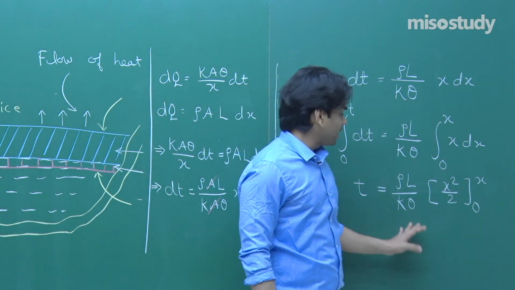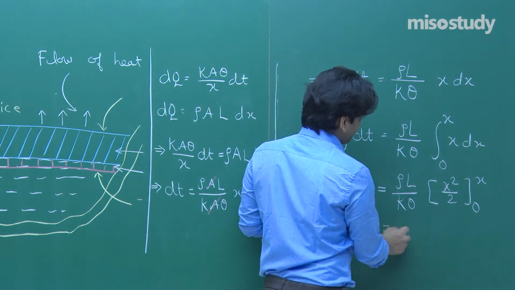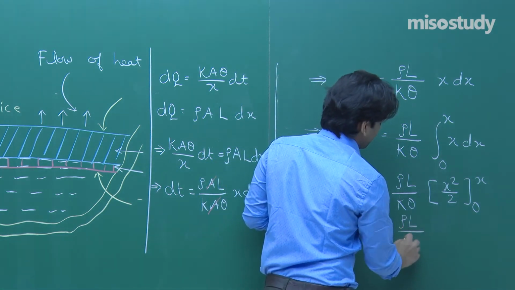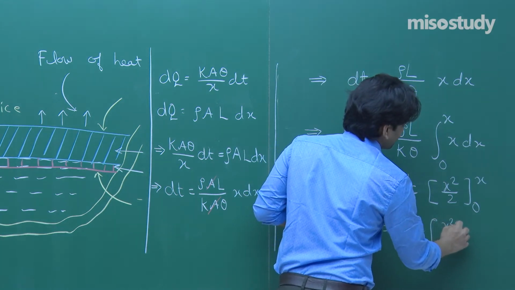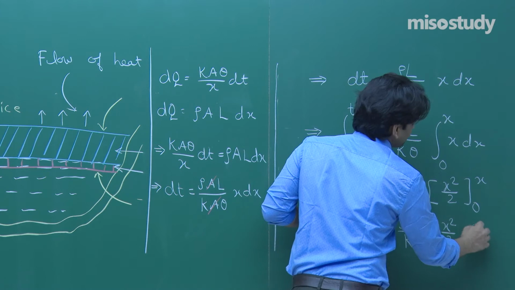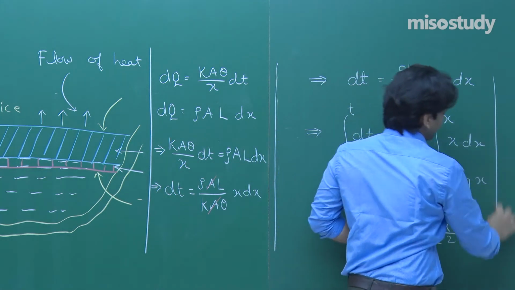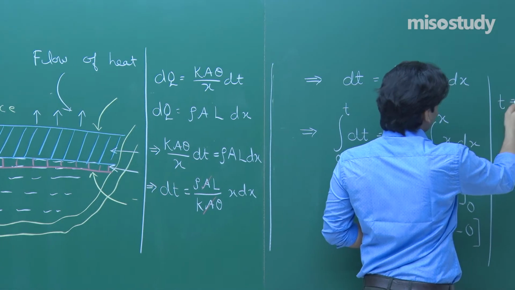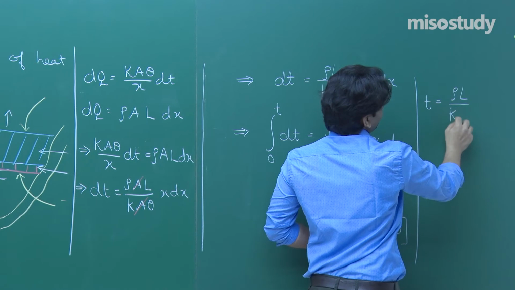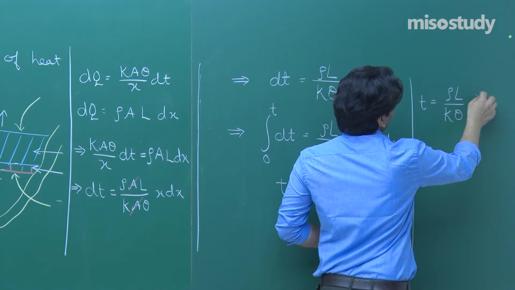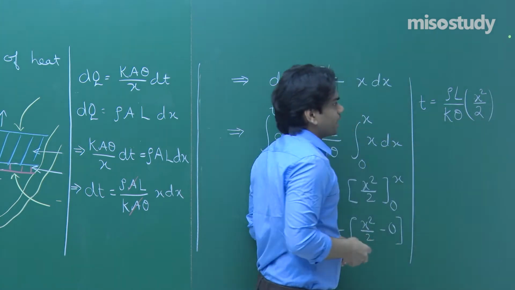Proceed from here: ρL by kθ, x² by 2, from 0 to x. Go ahead, substitute the value: ρL by kθ, x² by 2 minus 0. So finally you are going to get x² by 2. So the time relation that you are getting is time t equal to ρL by kθ multiplied with x² by 2, is what you are going to get as time.